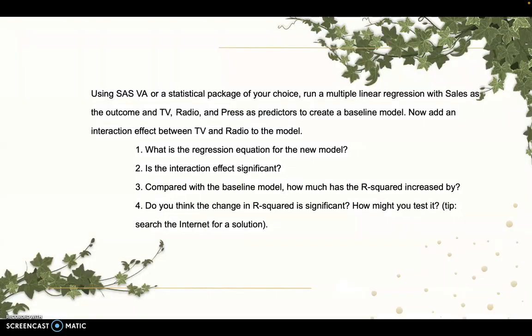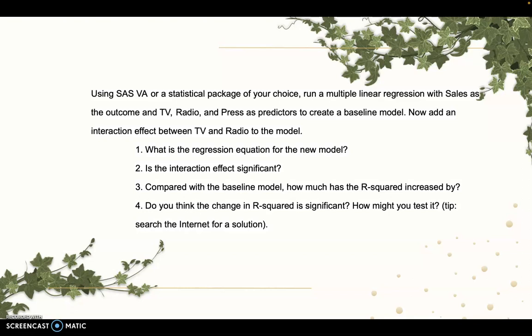So then, finally, we were to use our data analytics to run a multiple linear regression with sales as the outcome and TV, radio, and press as the predictors to create a baseline model. Then we would add an interaction between the TV and the radio to this model and see what that changes from the baseline. So then we want to look and see what the regression equation for the new model is. And then we want to see if that interaction effect is significant. Then we want to look and see if our R squared value changed any.